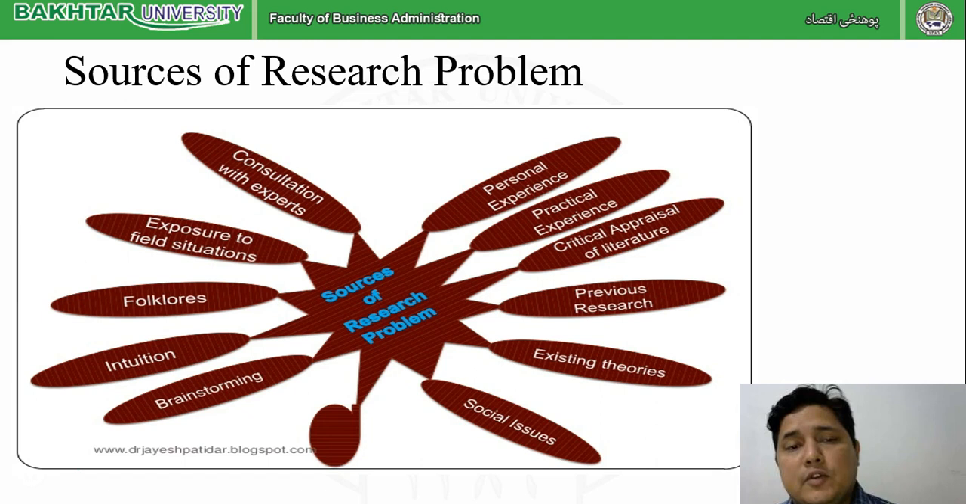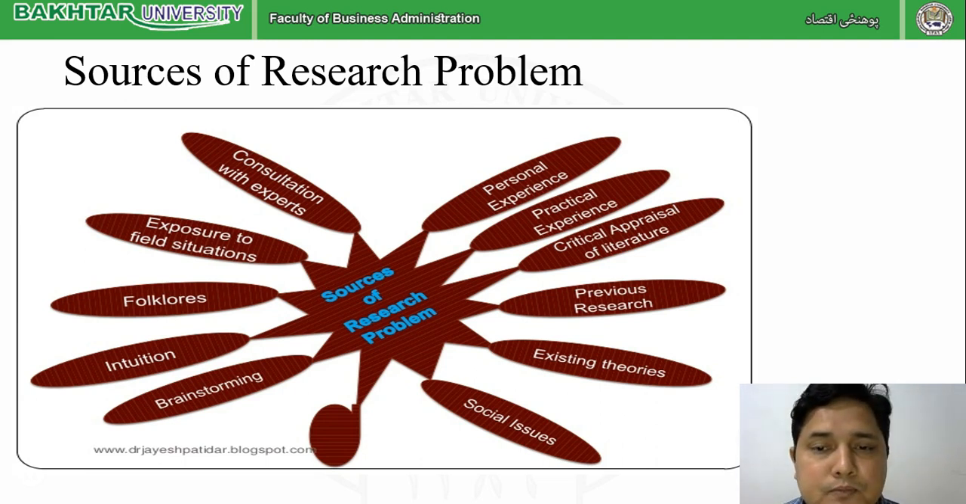If I want to do research in the marketing field, a consultant of that particular field will give me the idea: this may be the problem, or this may be the future problem, you may go with this problem. Or if I want to do research in IT or in finance, we will consult with the expert, share our idea, take his experience and idea, and then go for the research. So these are some typical sources of research problem: personal experience, practical experience by the same person, critical appraisal of the literature, and like this.